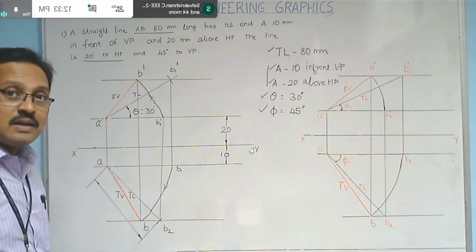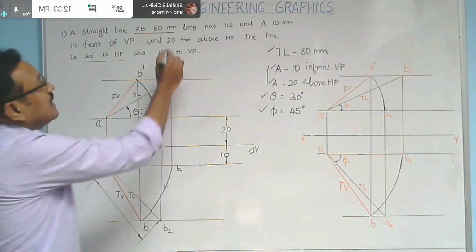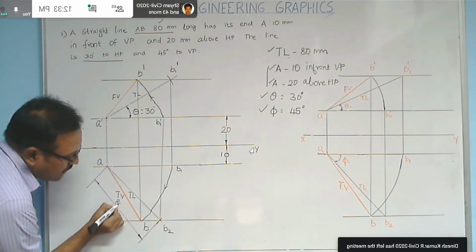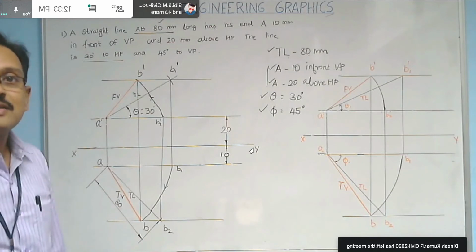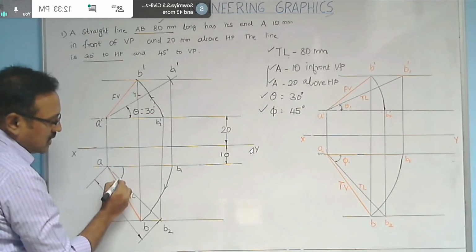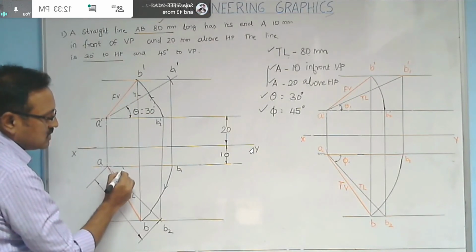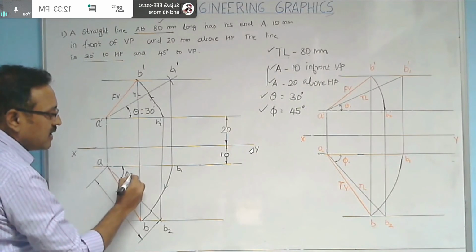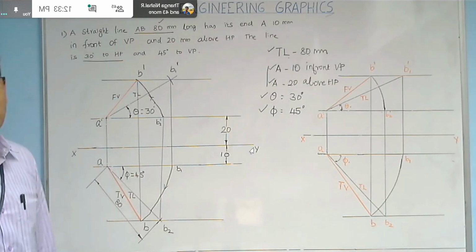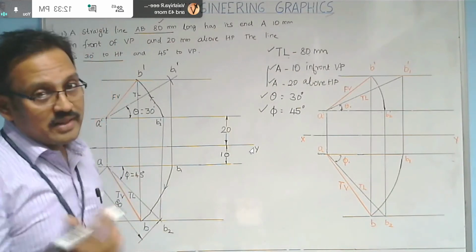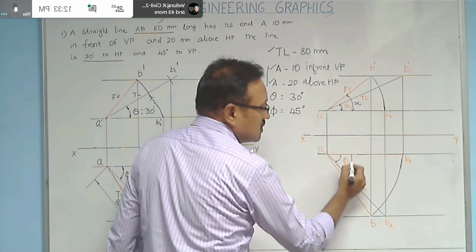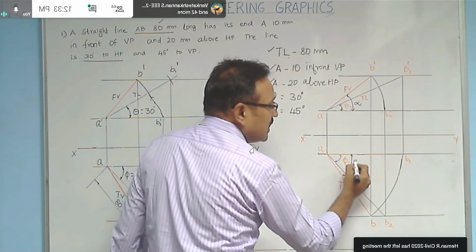Now what is the value? The true length of the line is given as 80. So I can write this as 80. Now theta is marked as 30, phi is given as 45. So this one is phi, which is equal to 45 degree. Now you have to see that another two data are there. What are they? This one, you can see that this is alpha. This one is beta.